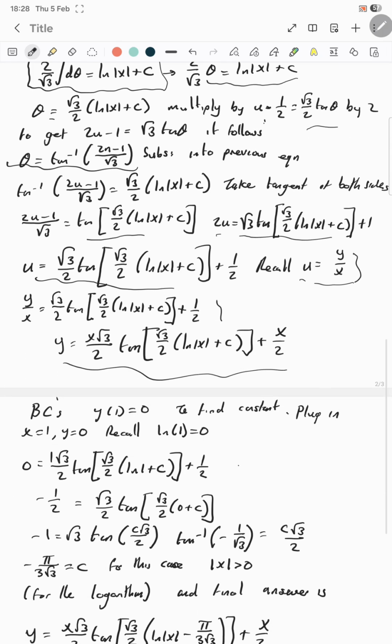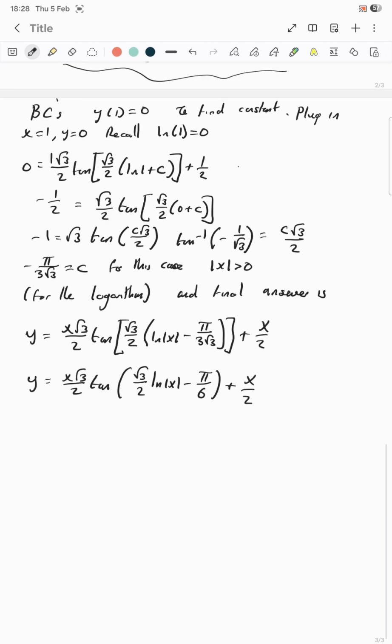Now we deal with the boundary condition, which we initially started with: y of 1 equals 0. To find the constant, plug in x equals 1, y equals 0, and recall that logarithm of 1 equals 0. So we get this. And going through a little bit of algebra, we get our c value as this. Now for this case, our absolute value of x is greater than 0 for the logarithm, and the final answer is given here.